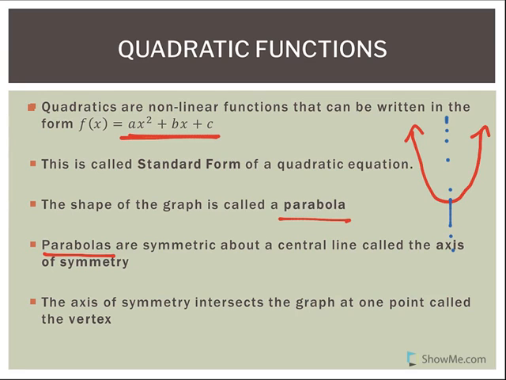Okay, so where our axis of symmetry crosses our graph is at a point called the vertex. So in this case, our vertex is the very bottom of our graph. And this is going to be an important part that we'll talk a lot about with our functions.